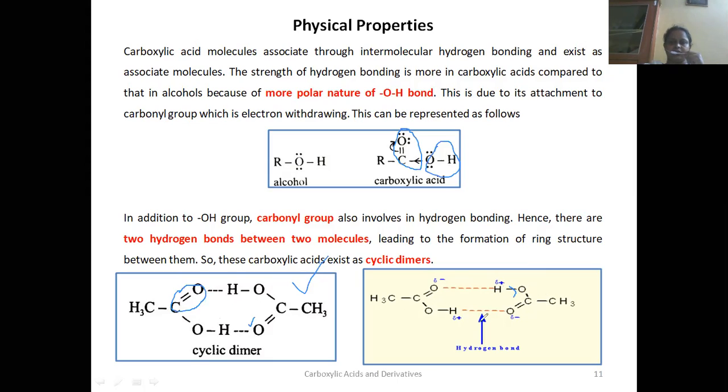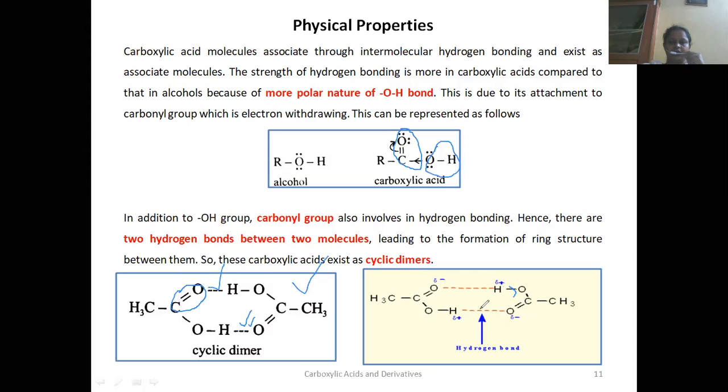Similar type of electrostatic interaction can be seen here between these two because there is one more C double bond O group in one molecule and OH in another molecule. Therefore we can see two hydrogen bonds between the two molecules of carboxylic acids. Because of these two hydrogen bonds, you can see it is forming a circle here. This is one hydrogen bond.